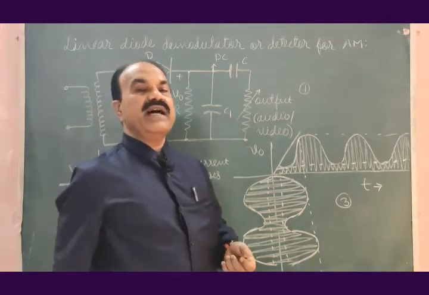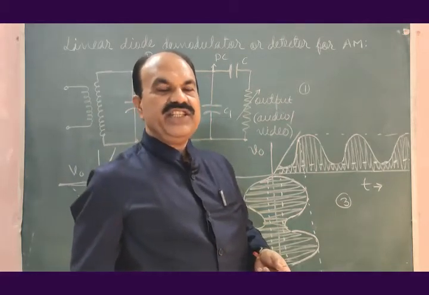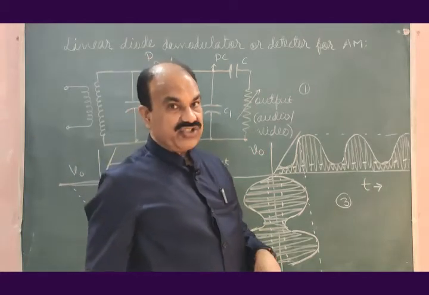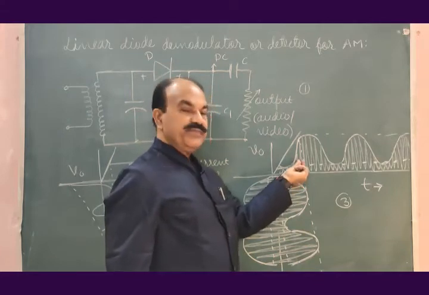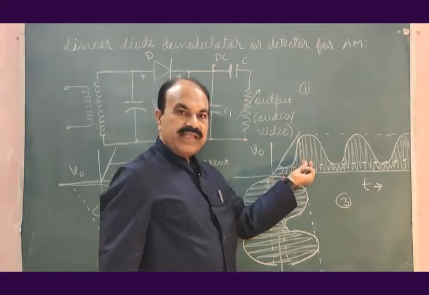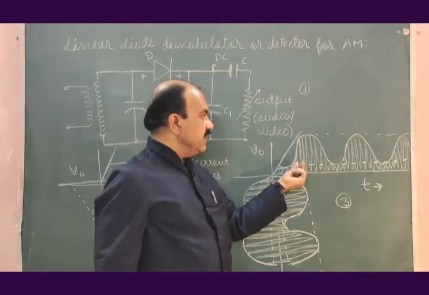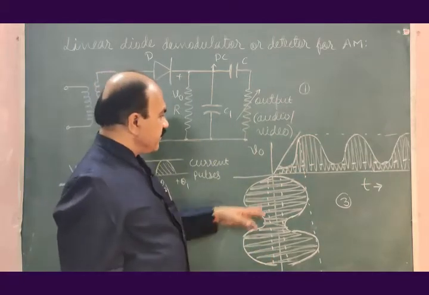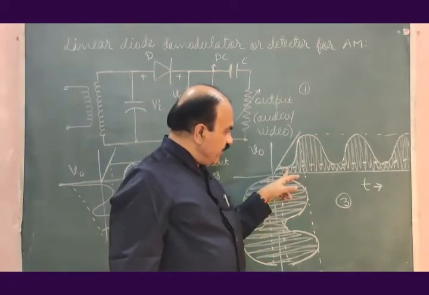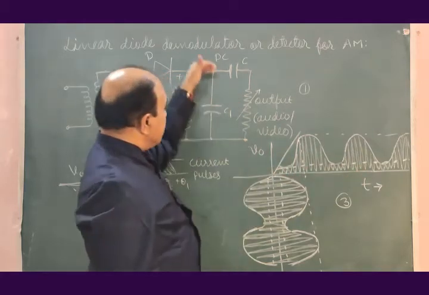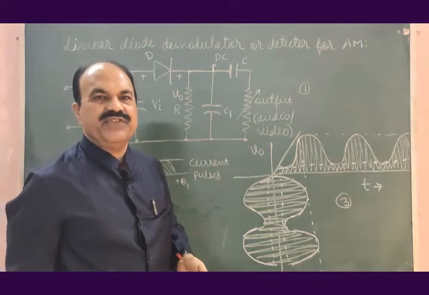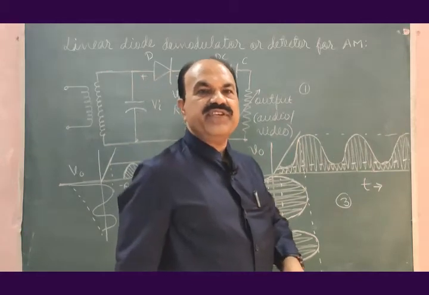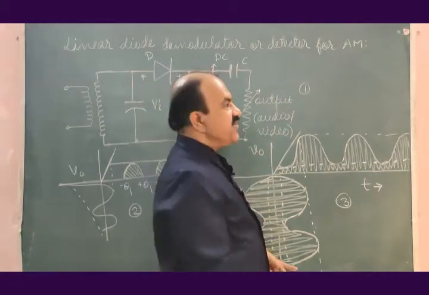Values of R and C1 are selected such that the charging time of C1 will be very large as compared to the time period of carrier waveform and small as compared to the modulating waveform. So what will happen? The carrier voltage, the waveform due to the carrier frequencies, will be simply bypassed by the capacitor C1 to the ground. As these are very high frequencies, for high frequencies XC, the reactance of the capacitor, will be very small.